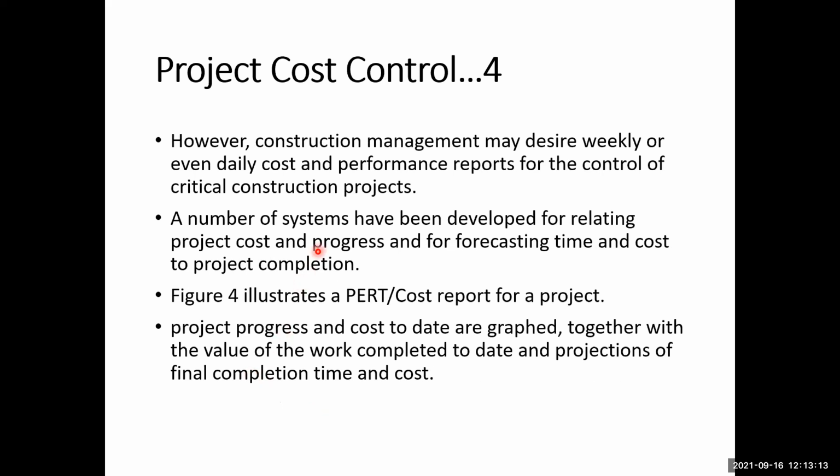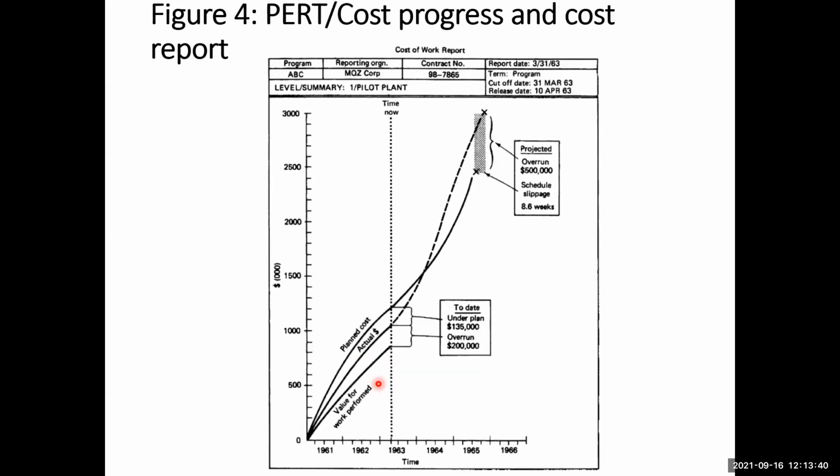A number of systems have been developed for relating project cost and progress and for forecasting time and cost to project completion. One of those systems is called the PERT over cost report for a project. In that system, project progress and cost to date are graphed together with the value of the work completed to date and projections of the final completion and time. So this system has been shown in this chart, and this is the last slide of this topic.